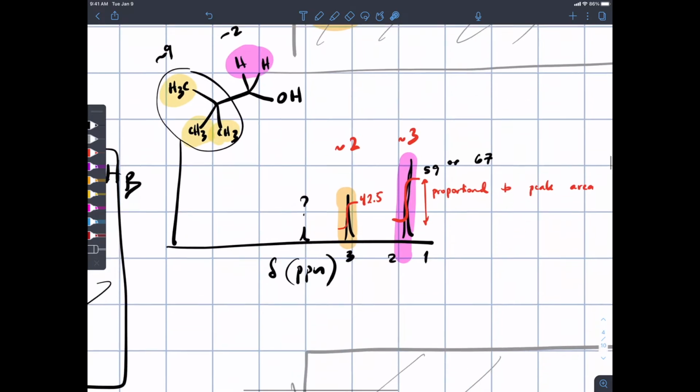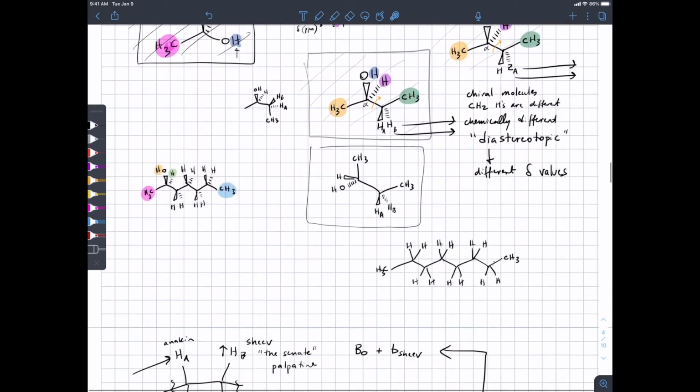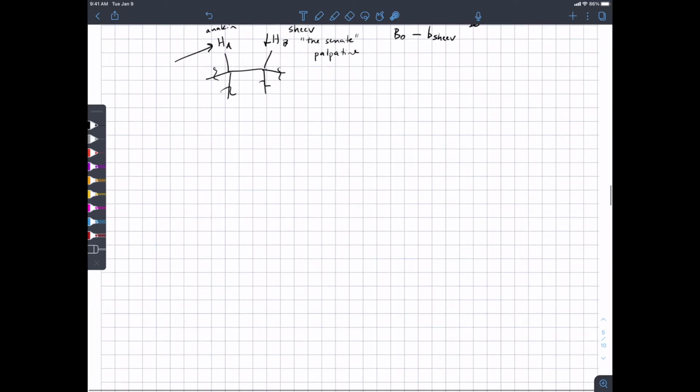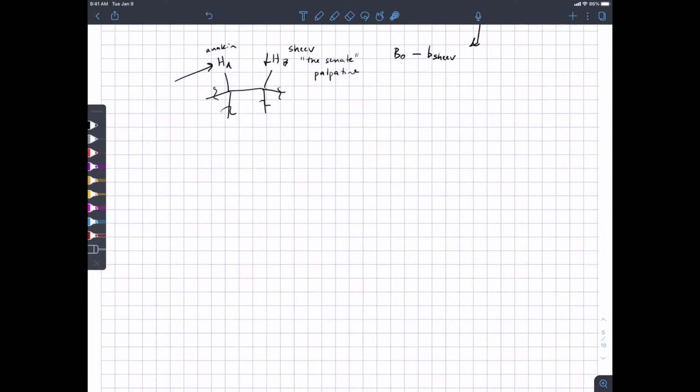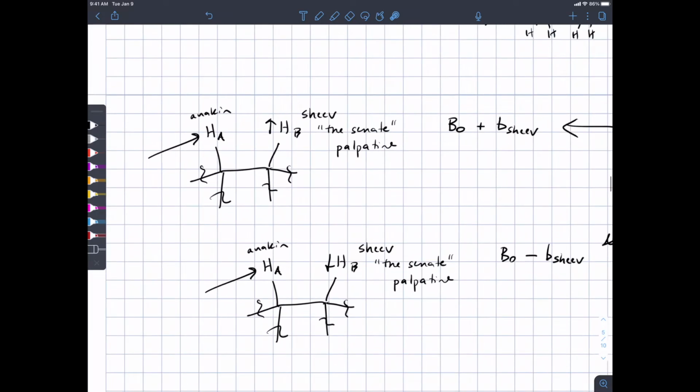And that is the concept of what we're going to call spin-spin splitting. And this is a difficult concept. So we'll try to introduce the concept of spin splitting.